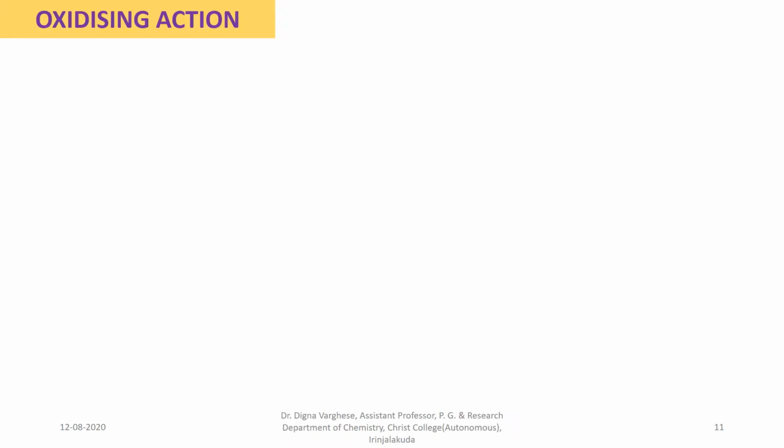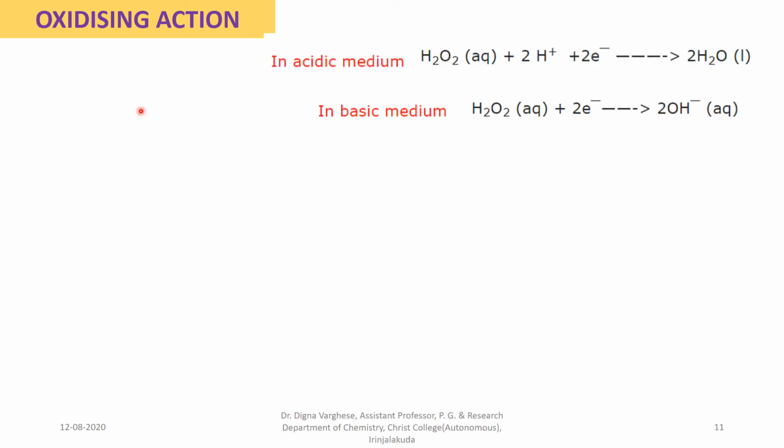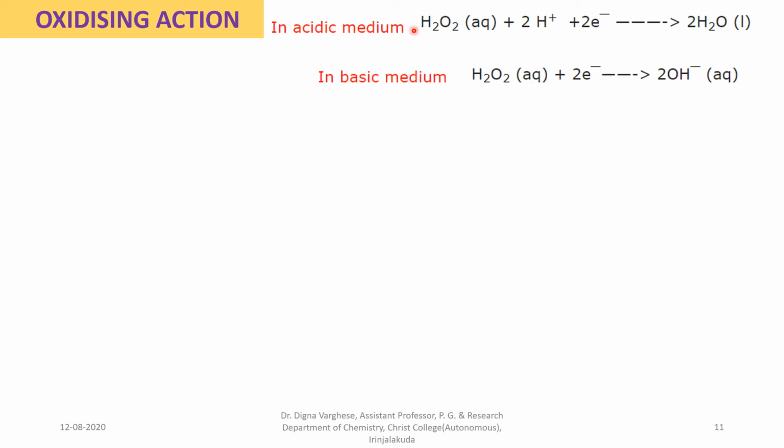Oxidizing action. Hydrogen peroxide is a powerful oxidizing agent, that means an electron acceptor, in acidic and alkaline medium. That is, in acidic medium, hydrogen peroxide will accept electrons and H plus to give water. In basic medium, hydrogen peroxide accepts electrons and gives hydroxide ion.